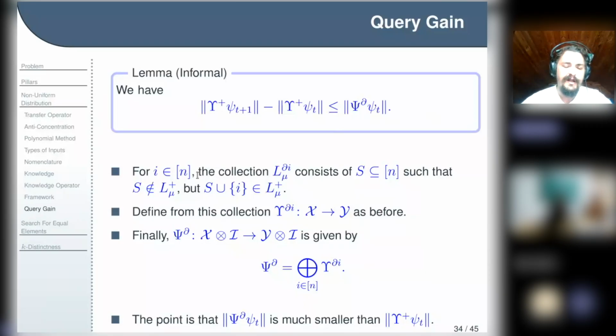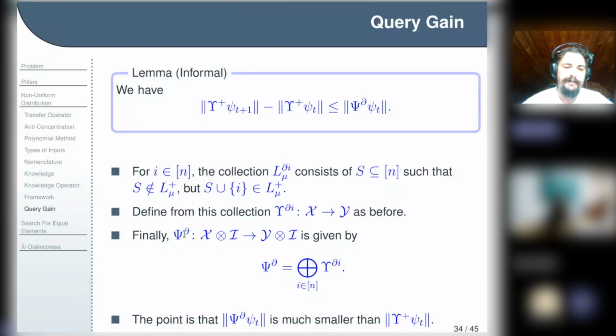For each i, I just take all the subsets that are on the verge of being in the knowledge system. Maybe it's a bit hard to parse, but the idea is these are subsets where I'm adding this element i. So this S is not in the knowledge system, but it's on the verge of being in the knowledge system, because if I'm adding i, it is in the knowledge system. And so this gives me this collection of partial i. Then I get this collection of operators, upsilon partial i, as before. I don't write them out, but it's pretty much the same way.